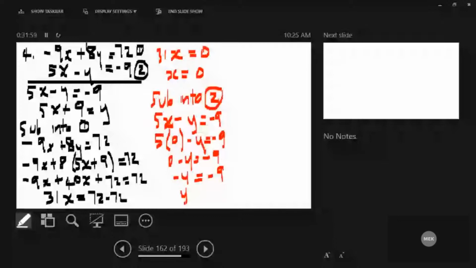Our solution set: x is 0, y is 9. Let's see if that makes sense. Negative 9 times 0 is 0. 8 times 9 is 72. 5 times 0 is 0. Minus 9 is negative 9. So that checks out. And we're halfway there.